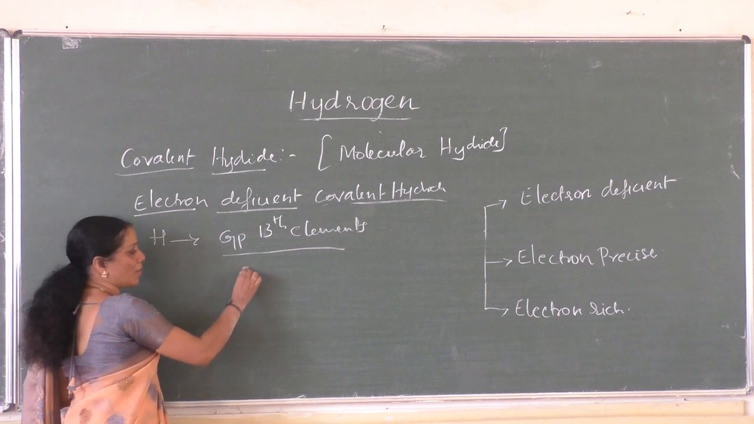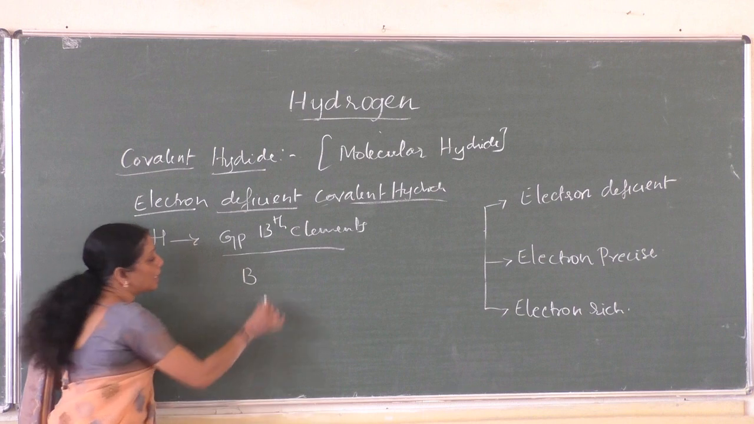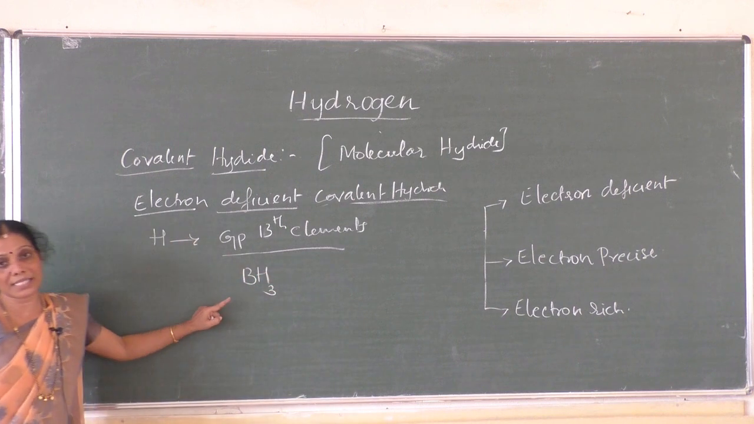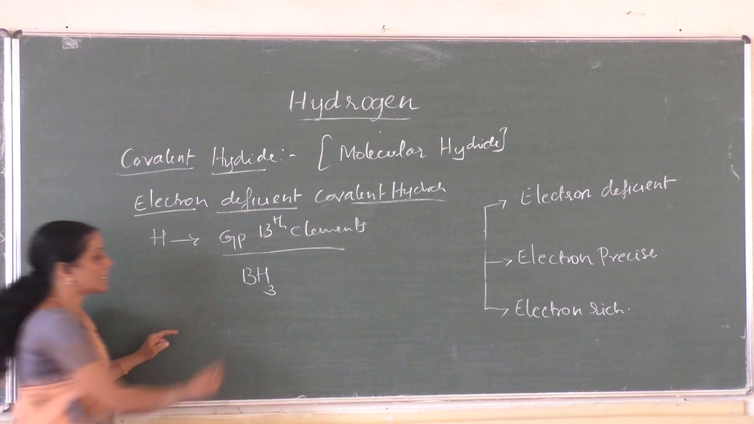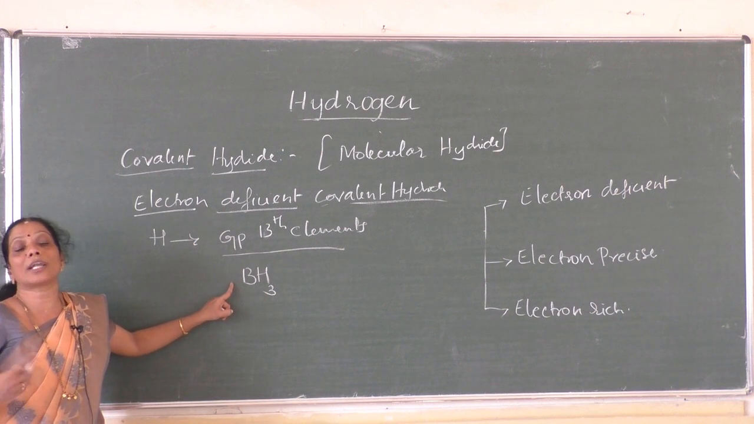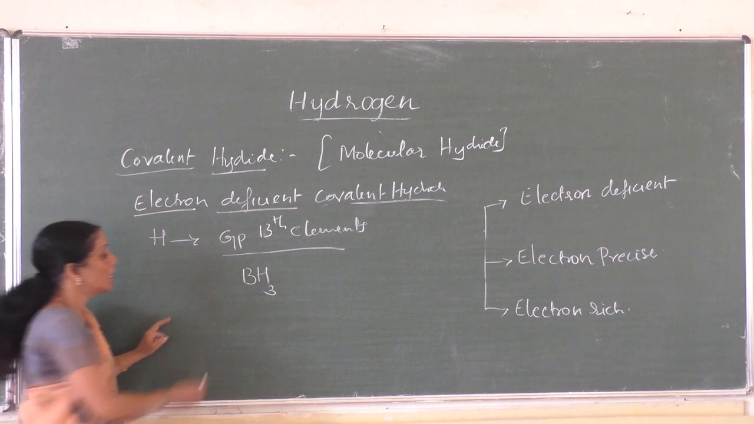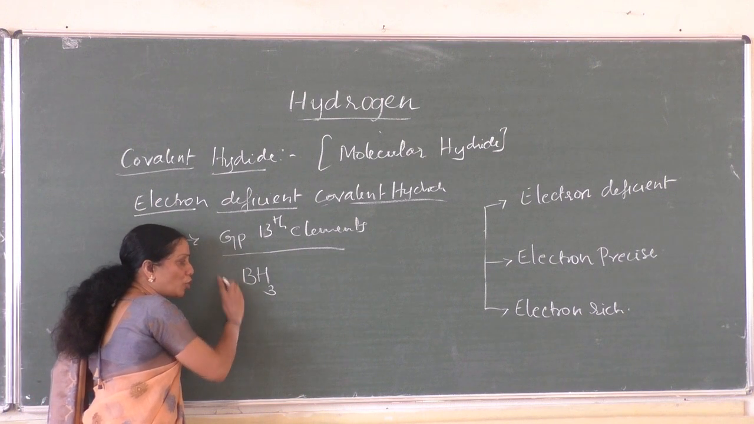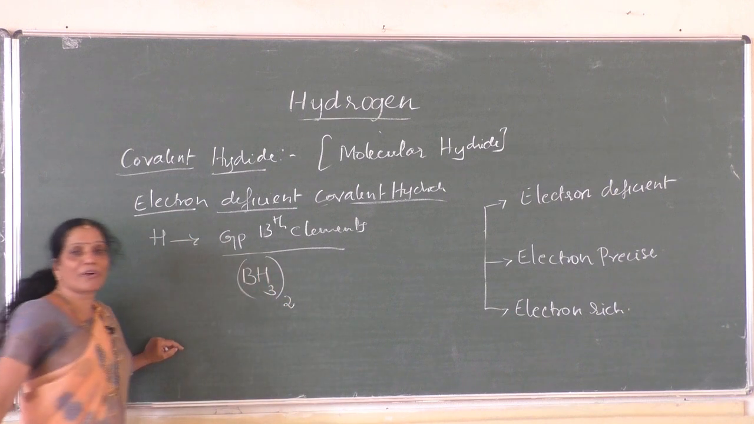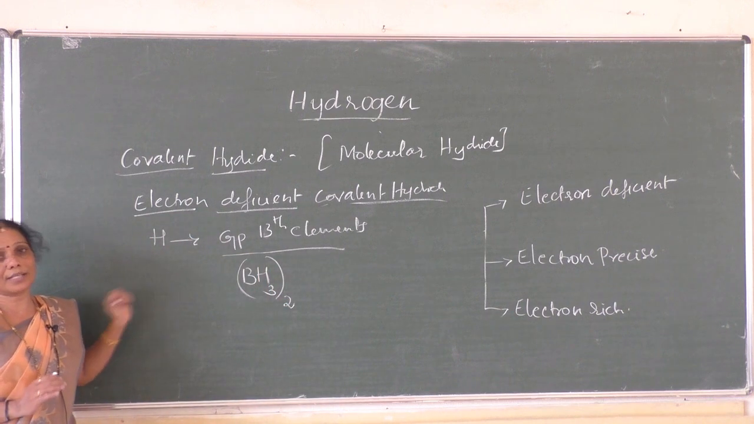Now I'll consider one of the hydrides of boron. The important hydride of boron is BH3, that is borane. Understood? Hydride of boron is called borane. Clear for you? Now hydrogen combines with boron to give borane. We know that borane usually exists in the form of a dimer, that is called diborane.